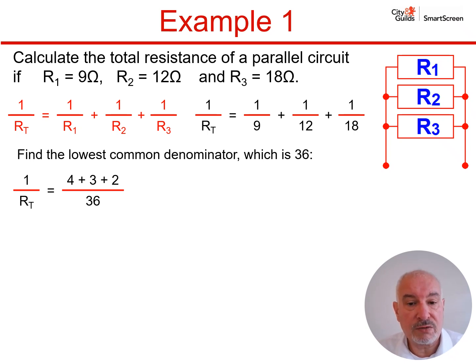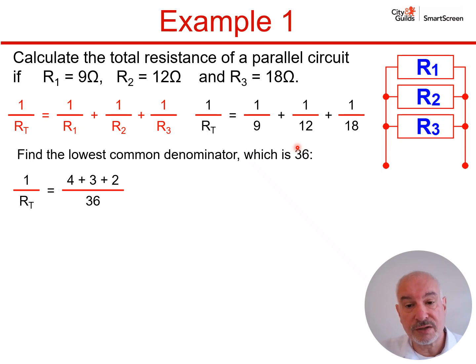So we now have for our formula 1 over RT equals, on the top we've got 4 plus 3 plus 2, and the reason we've got those numbers is because if you take the first reciprocal, 1 over 9, we ask ourselves, well, how many times does 9 go into 36? And the answer is it goes in 4 times. So we're going to multiply the 9 by 4, and that's what we've got at the bottom of the fraction. But we're also going to multiply the top by 4, so 1 times 4 is 4.